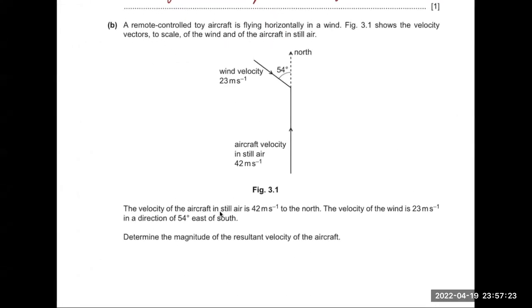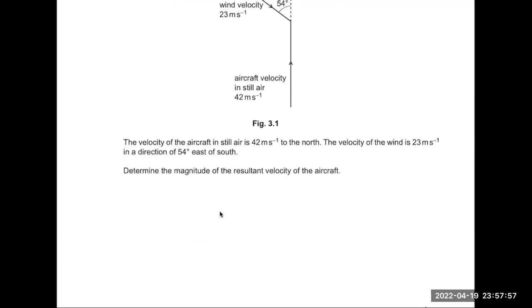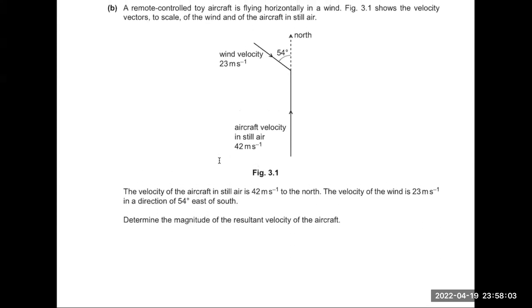Part B says, a remote controlled toy aircraft is flying horizontally in a wind. Figure 3.1 shows the velocity vectors to scale of the wind and of the aircraft in still air. So the diagram here is made to scale. The velocity of the aircraft in still air is 42 meters per second to the north. The velocity of the wind is 23 meters per second in the direction of 54 degrees east of south. Determine the magnitude of the resultant velocity of the aircraft.